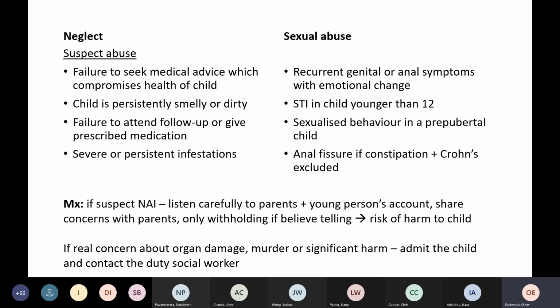So neglect can be quite subtle, but I think a key one for SBAs is not giving a child medication and then them coming to harm. So they don't give them, say, antibiotics for a minor infection, and that infection develops and they get more ill. That's a fairly typical thing.